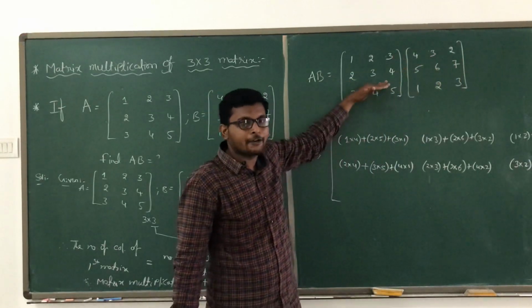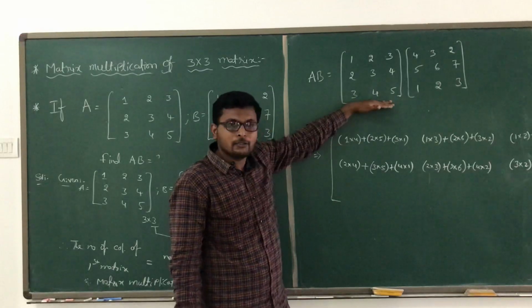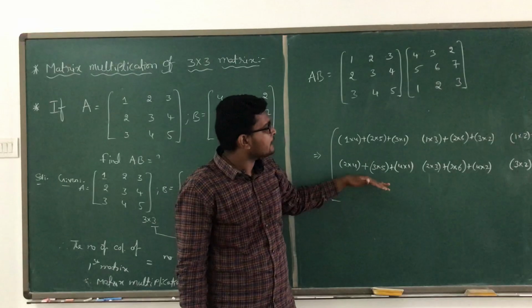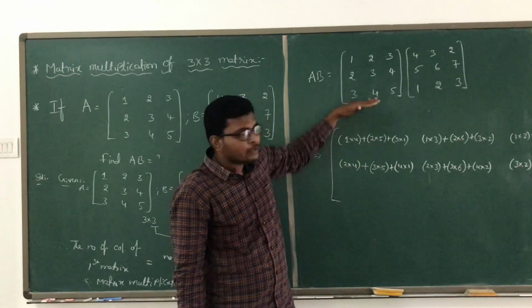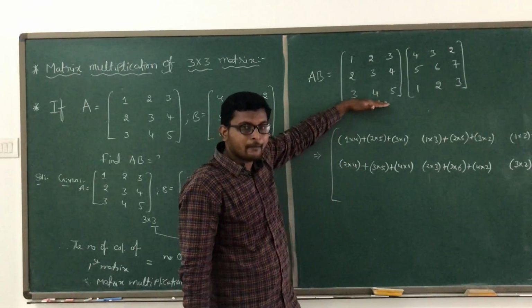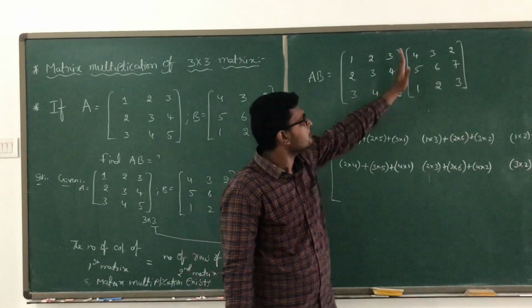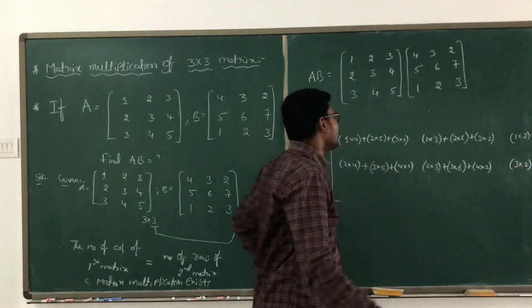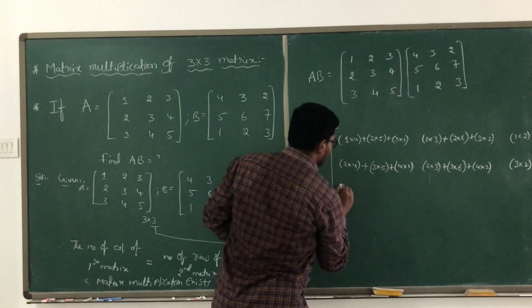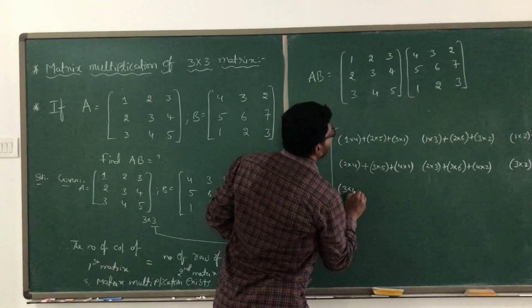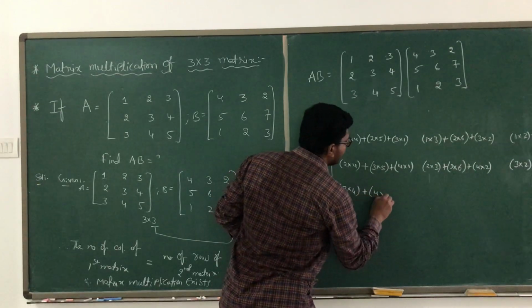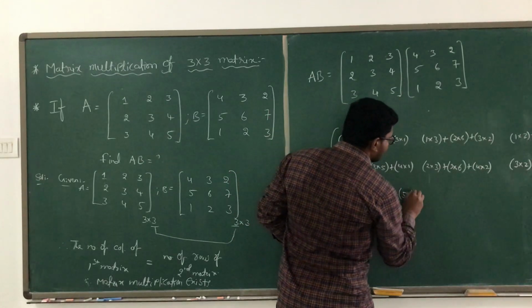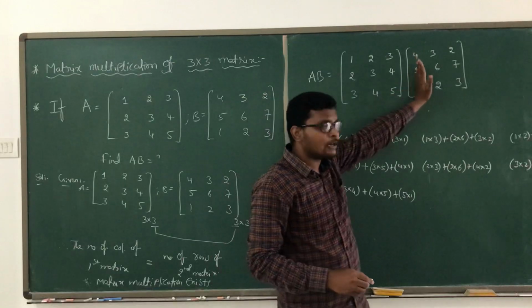Now move to the third row. Okay. As we are moving to the third row, here also move to the third row. Clear? Now, as usual, what are you going to do? Multiply the third row with the first column, second column, third column. What are you going to get? Third row into first column: 3 into 4 plus 4 into 5 plus 5 into 1. Similarly, third row, first column is completed.